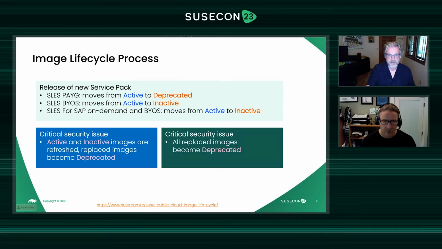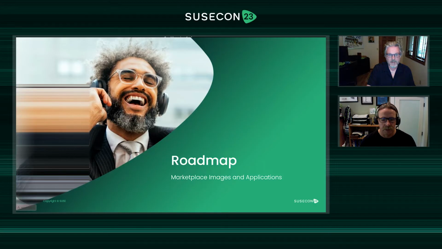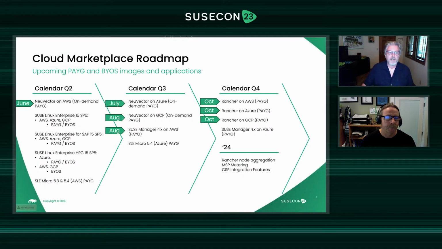We've covered it. So we'll move on and we'll take a look at the roadmap of our images and the applications that are coming. Ron? Yeah, so this is really fun stuff this year. So this year in the roadmap, we have a lot of the activities that you would normally see from us in the roadmap with the new image types, the new service packs, and the products that are being updated.